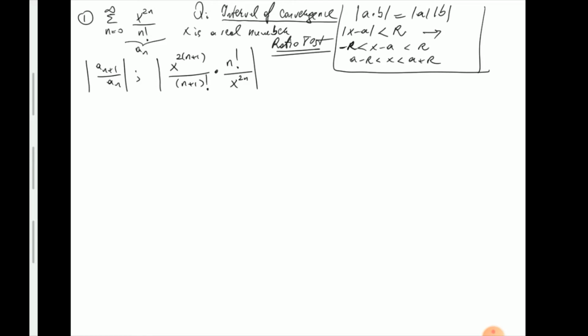First, let's simplify this a little bit. Just like we did in any ratio test before, we're going to group the terms together. x to the 2n+1 is x to the 2n+2, if you distribute the 2. And then n factorial over (n+1) factorial. x to the 2n goes away, and you're left with x squared on the top. n factorial goes away, and you're left with n+1 on the bottom.